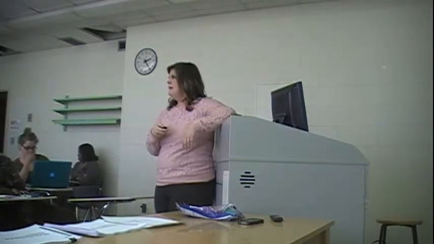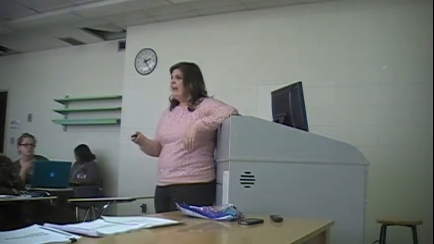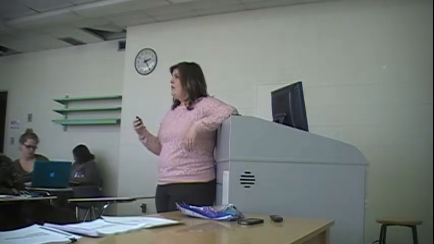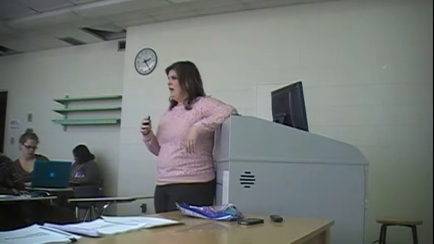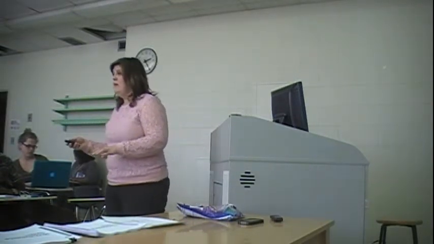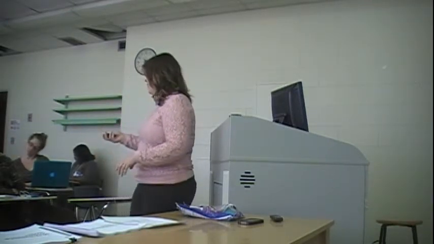Does anybody know what proprioception is? Knowing where your body parts are. When you get older, you don't perceive things the way you used to, so you might run into something or miss a step. A lot of our older population will miss a step and misjudge how far down it is, and that's going to lead to falls.